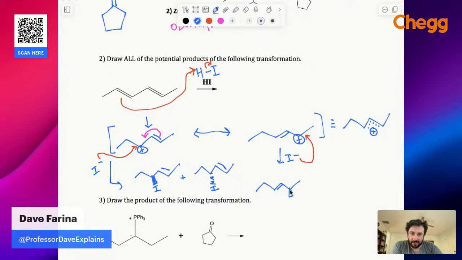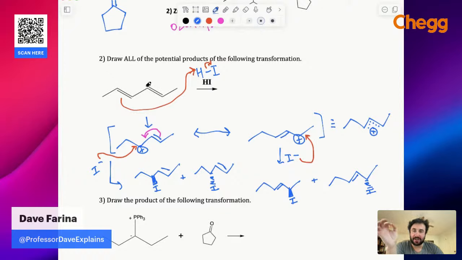we can have the iodo group here, or we can have the iodo group here. So there are 4 products. There are 2 structural possibilities, but each of them is a racemic mixture of enantiomers. So we have 4 products possible. Now, bear in mind that's because this molecule is symmetric, right?